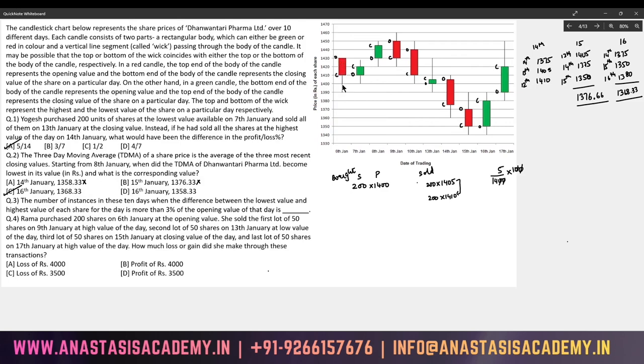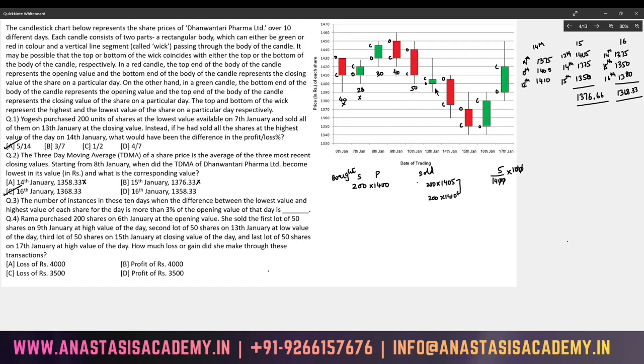And the difference between the highest and the lowest is 40 here. 3% of 1430 will be 42.9. So this is not it. The difference between the highest and the lowest here is roughly 28, and 3% of 1428 will be greater than that. So this is not it. The difference between the highest and the lowest here is 30. I'm just calculating the difference between the highest and the lowest everywhere.